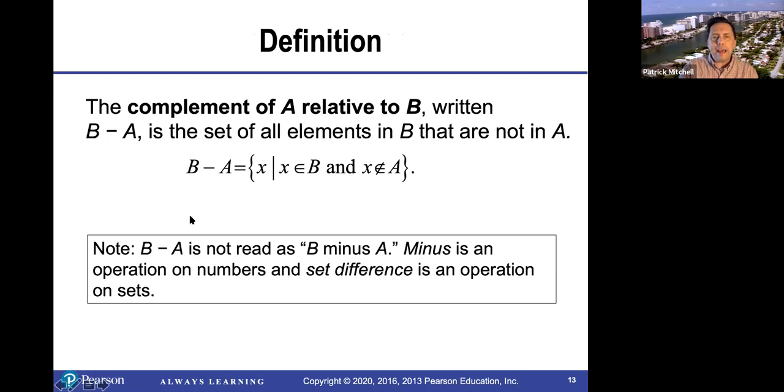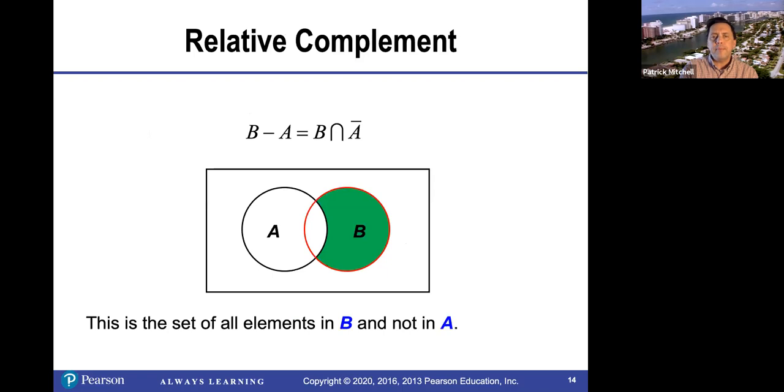And here they say, be careful not to read that as B minus A. I think I've been guilty of that actually. But I'm going to try to be careful from now on, because minus is an operation on numbers and set difference is an operation on sets. I personally think it's clear from the context, you know, either you're talking about numbers or you're talking about sets. I don't think people would get them mixed up, but that's okay.